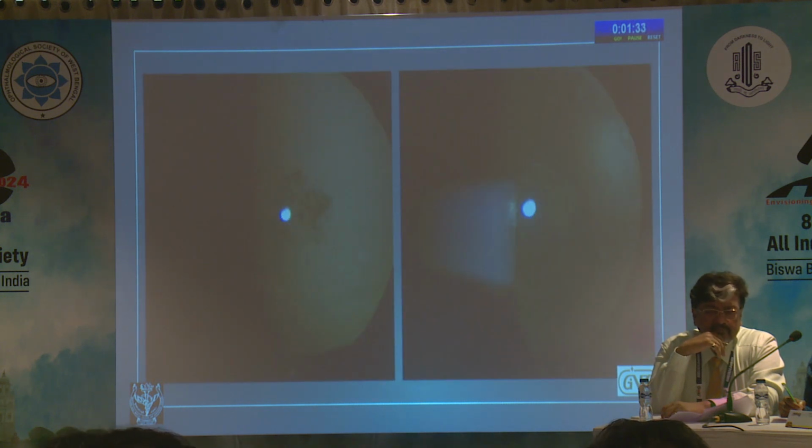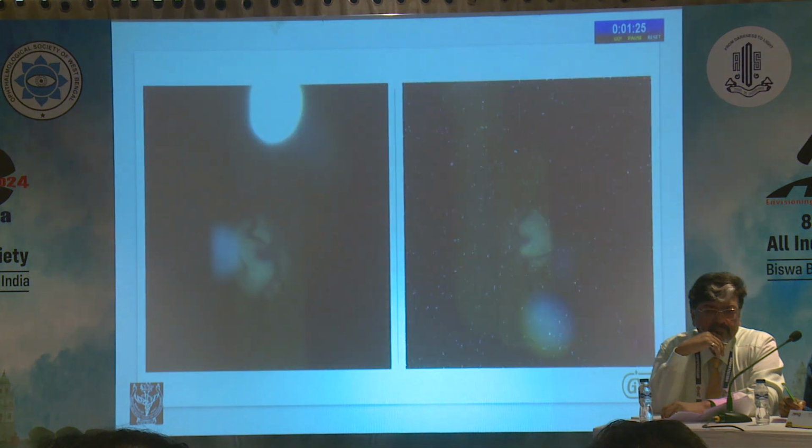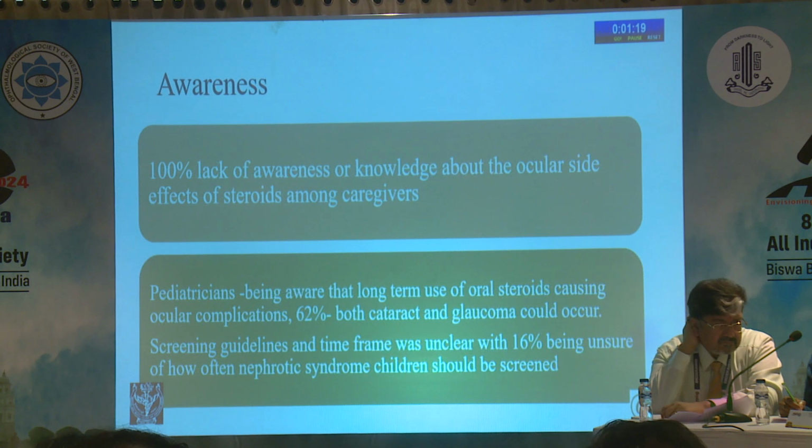This is an image of a posterior subcapsular cataract. This kid had around 2.8 millimeters of PSC with no visual deterioration. Whereas this is another child with around 0.8:1 cupping. This child was also asymptomatic. We assessed the level of awareness among the caregivers as well as the pediatricians using a questionnaire.